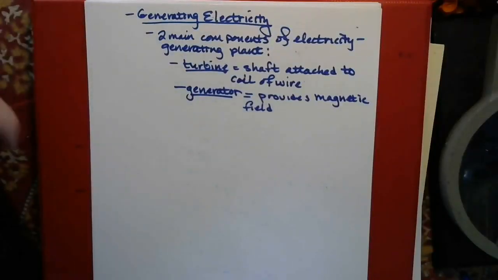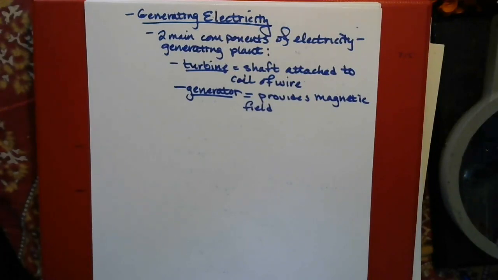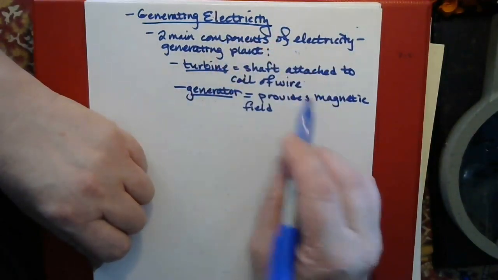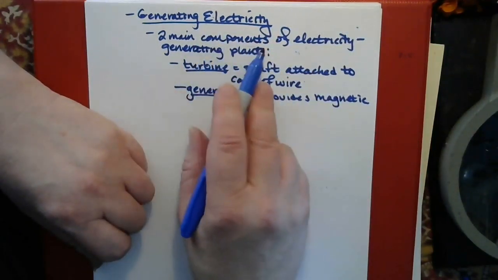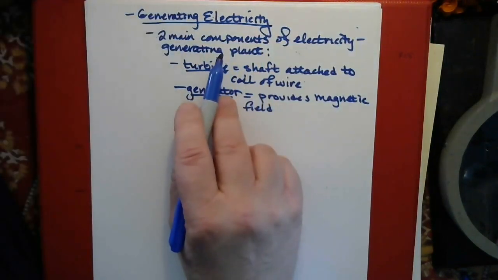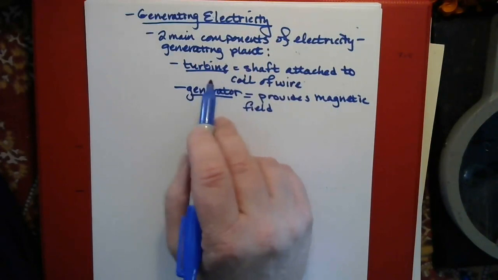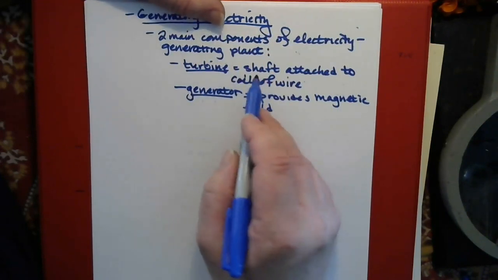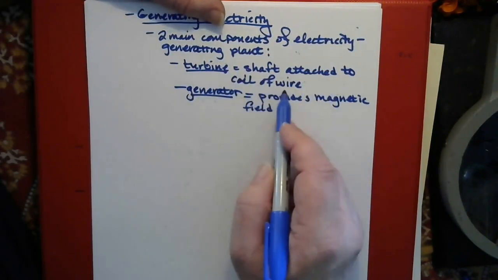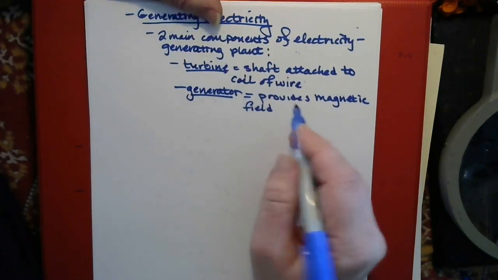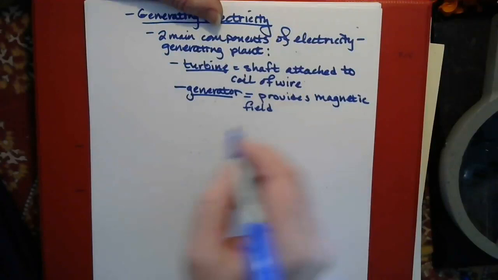Okay, so where we left off was the part about generating electricity. And I'm going to give kind of a simplified overview of generating electricity. In any electricity generating plant, there are two major components. One of them is the turbine, and that's basically a shaft attached to a coil of wire. And the other is the generator, which provides a magnetic field.